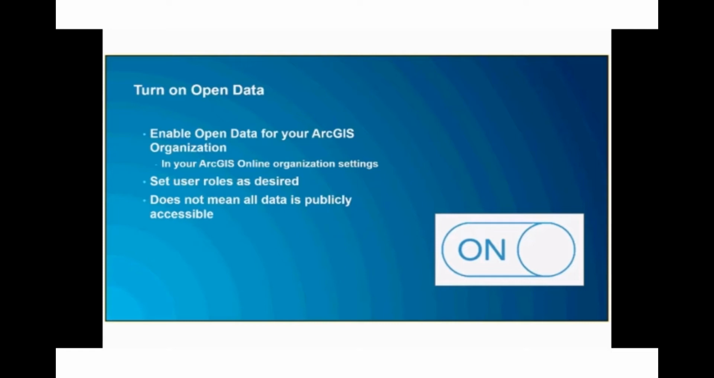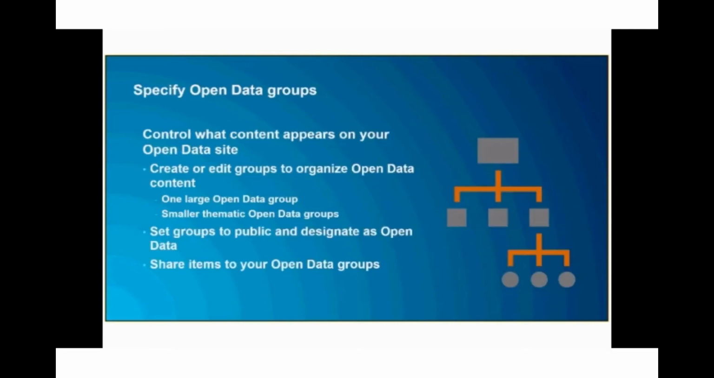After turning ArcGIS Open Data on, you will set the roles as desired, and then you will be able to say this administrator will be able to do this, and this viewer perhaps will be able to only view. This will be our editor and this will be our publisher. This does not mean that your data is publicly accessible. Your data is controlled within the organization. After that, you will create the open data groups. These are very important because, in order to have an open data site, you have to have some data that will be directly linked to the open data site.